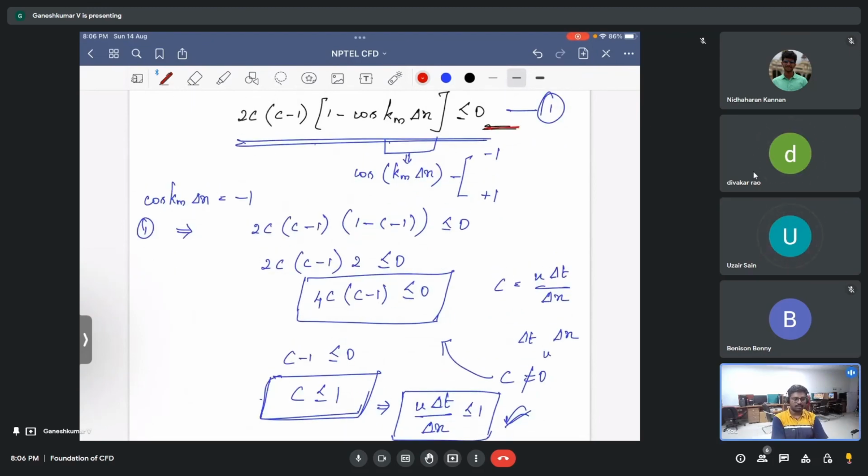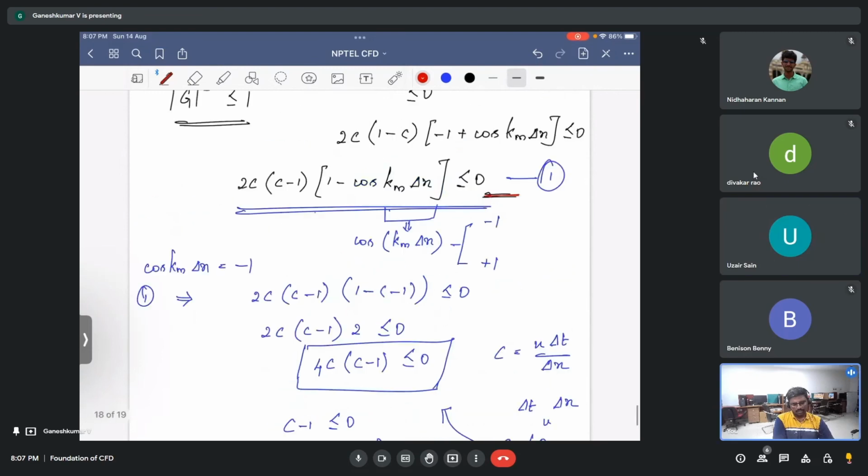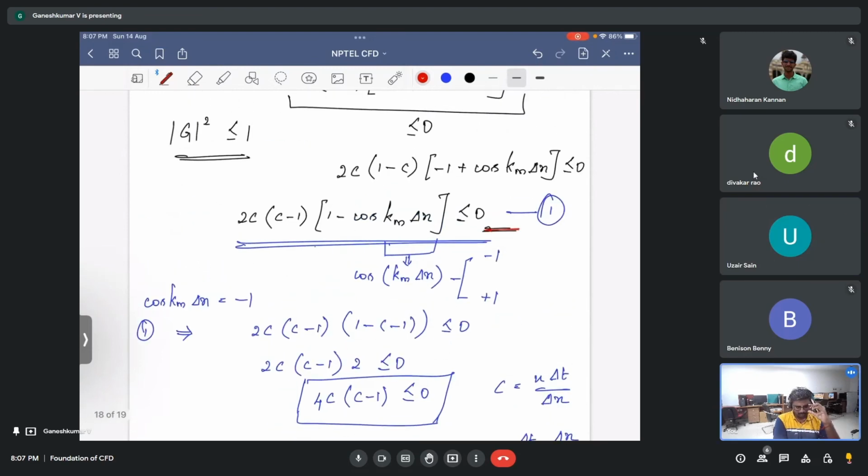Sir, this is for a transient simulation, right? Yeah, it is for a transient one. But if we are not dealing with time, we are not dealing with a transient problem. We are dealing with a steady state problem. So how can we reach this condition for a steady state problem?